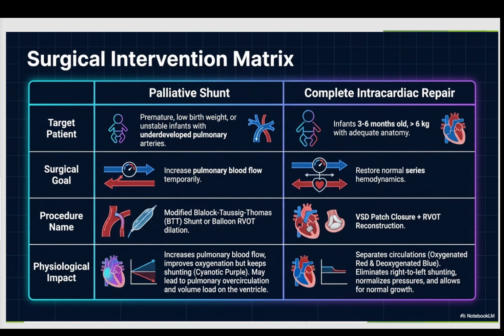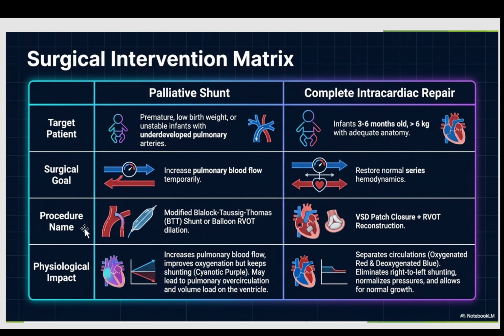Ultimately, the management of TOF is surgical. If the patient's anatomy is not favorable, you go for a palliative shunt. The basic idea is to increase the pulmonary blood flow temporarily, and this can be done by the balloon dilatation of the pulmonary artery or by a shunt from the subclavian trunk to the pulmonary artery, that is Blalock-Taussig Thomas shunt. This is commonly asked in the viva or theory exam about the shunt surgery for TOF.